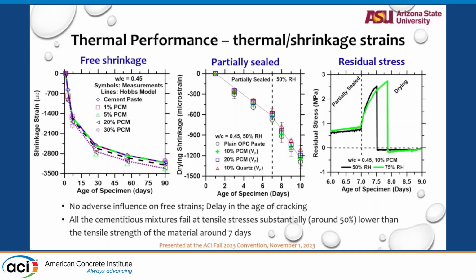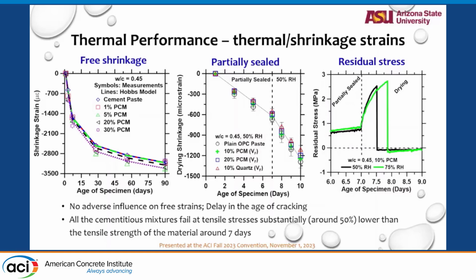So for thermal performance, we did a ring shrinkage test. We saw that PCM did not affect the free shrinkage and the restrained shrinkage of the specimen, but what it did was delay the cracking. The specimens did crack, but without the use of PCM, the specimen cracked at 3 to 4 days, while with PCM, it cracked at 7 days.